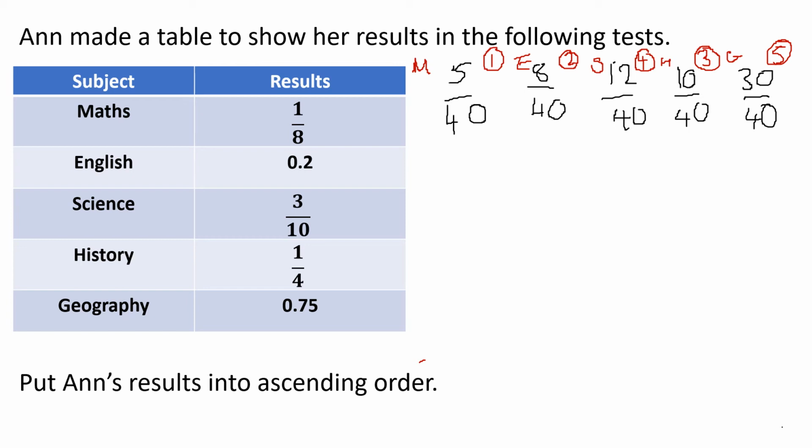Right, so maths. Our first number is maths, so maths originally was an 8th. Our second in our list was English. English originally was 0.2. Third in our list is history. History originally was 1/4. Fourth in our list was science. Science was actually 3/10. And our last in the list, geography, was actually a decimal, which was 0.75.